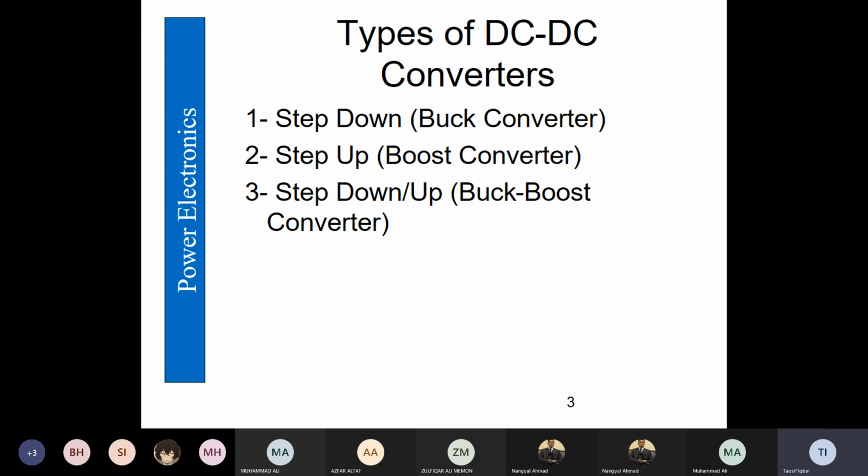But when we are talking about isolated DC to DC converters, they involve a transformer-like configuration in which primary and secondary isolates the input voltage from the output voltage. So there is no direct connection in isolated DC to DC converters between input and output. But we will first start with non-isolated, that is where input and output are connected together.